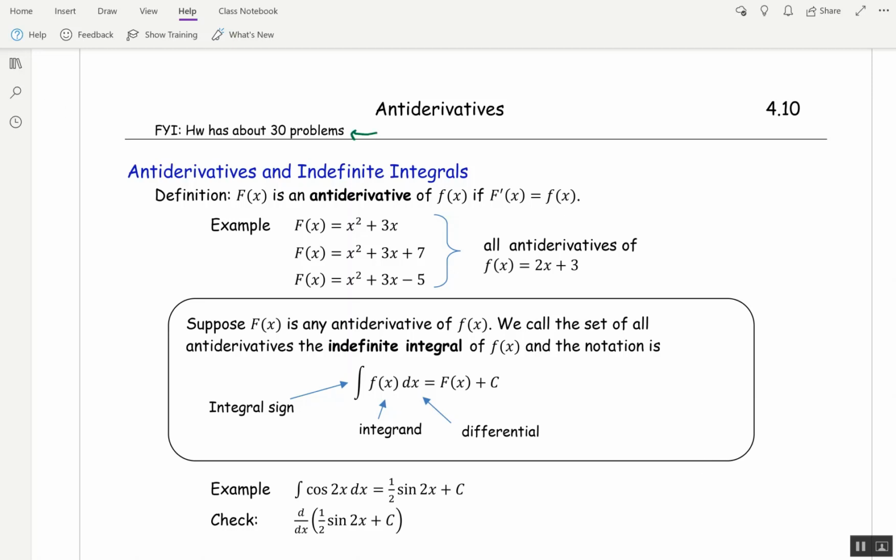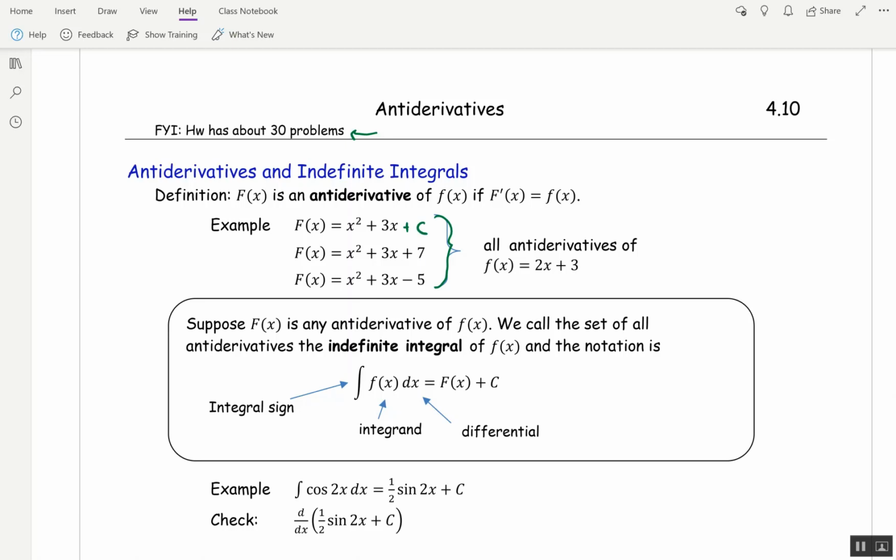First, a couple definitions. An antiderivative, big F, is an antiderivative for little f if you take the derivative of big F and you get little f. For example, all of these functions here have derivative 2x plus 3, so they're all antiderivatives of 2x plus 3, because the derivative of 7 is 0, and the derivative of negative 5 is 0. Notice that there are many antiderivatives of 2x plus 3. There are 3 right there. In fact, if I added on any constant, that would be an antiderivative of 2x plus 3.